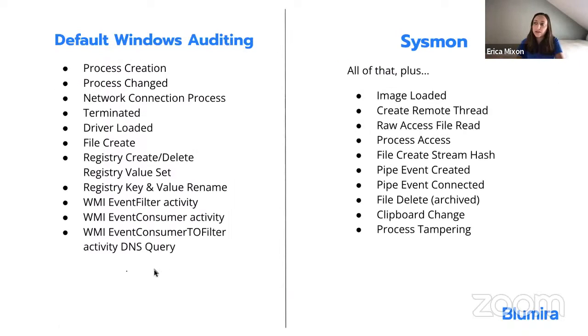Thank you. So here's an overview of what the default Windows auditing will give you as opposed to Sysmon. So could you give a quick explainer of maybe some of these things that Windows auditing doesn't have? Like how important is process access, clipboard change, process tampering? Are those pretty key capabilities that you should be catching in a Windows system?